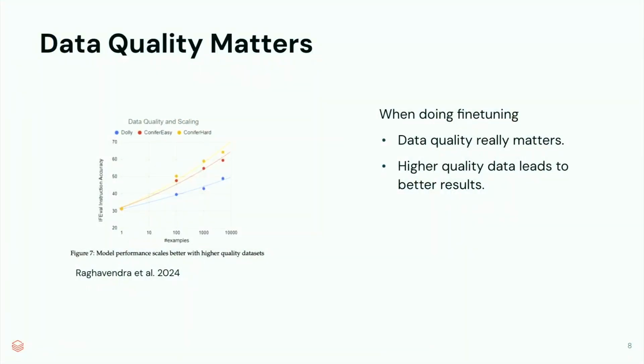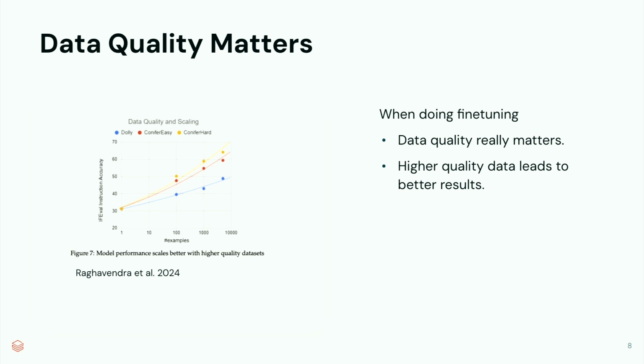And to really drive this point home, this is a graph from Raghavendra et al. in 2024, where you have 3 different data sets. What we have here is a scaling law that says, here's the number of samples on the x-axis, and here's the quality of an eval on the y-axis. It's IFEval, the instruction following eval. It comes from Google, and it measures the ability of language models to follow instructions really well.